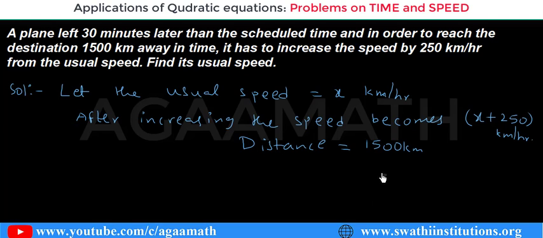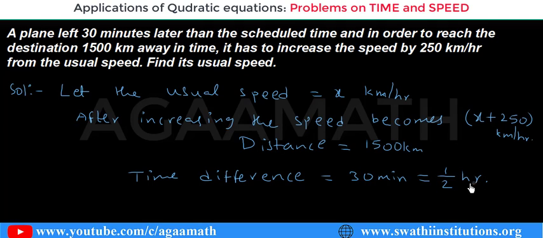Okay, and here, what is the time difference? The time difference is 30 minutes, because it has started 30 minutes later. So obviously the time difference is 30 minutes. I would like to represent it in hours, because here the speed is in kilometers per hour and the distance is in kilometers, so usually the time is also to be in hours. So 30 minutes is nothing but half an hour, right? So this is the time difference.